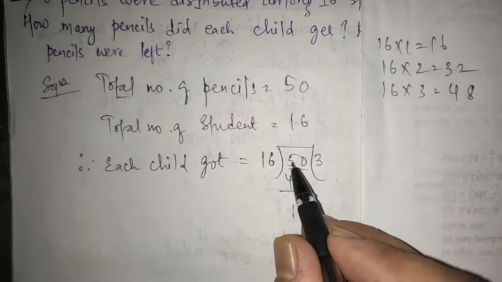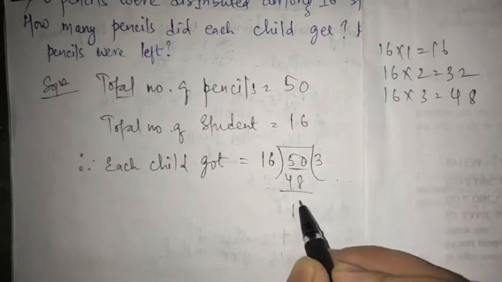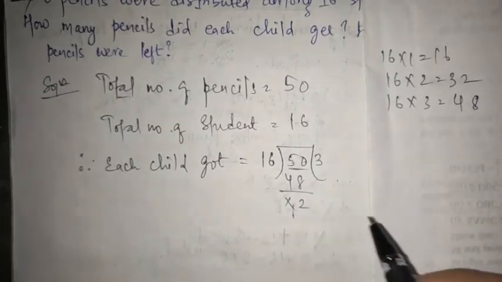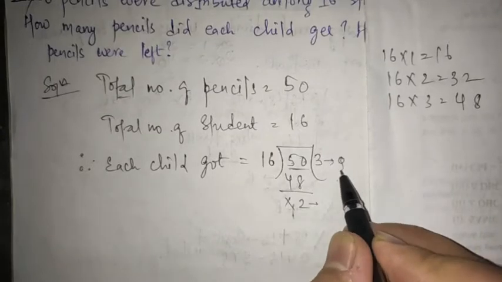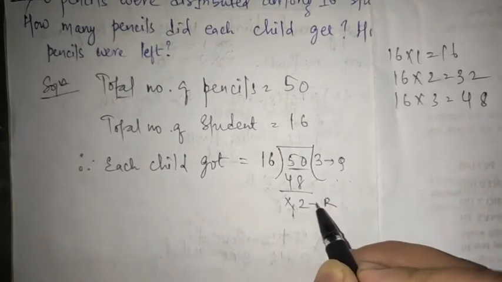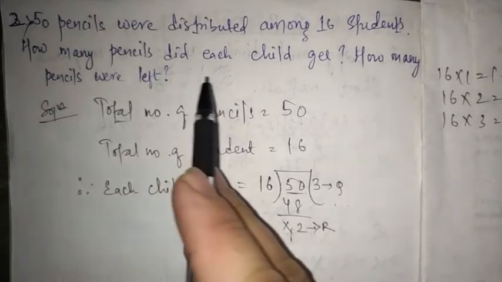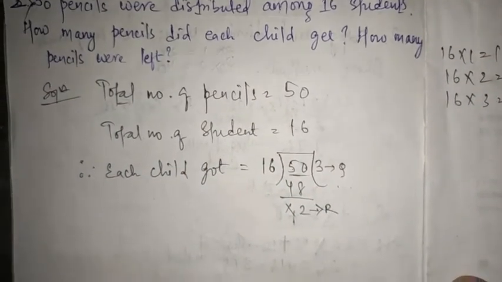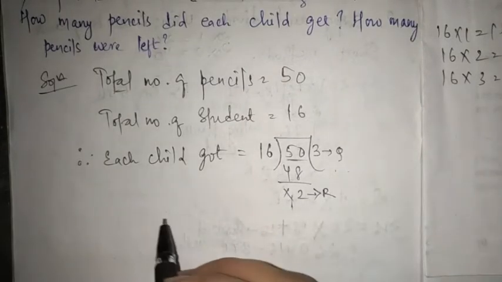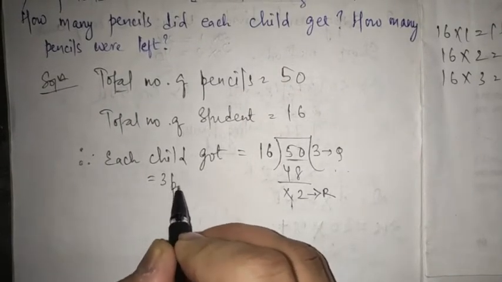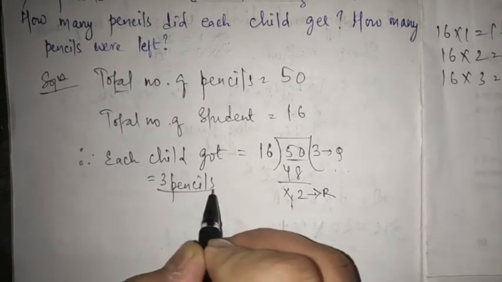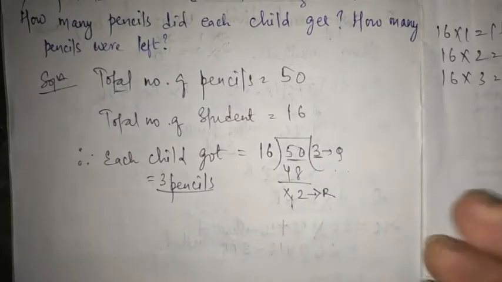So 10 minus 8 is 2, so it is 2. So your quotient is 3 and your remainder is 2 here. So now they have asked, how many pencils did each child get? Each child got 3. So you'll write 3 pencils. Each child got how many? 3 pencils, because your quotient is 3. So 16 3 is 48.